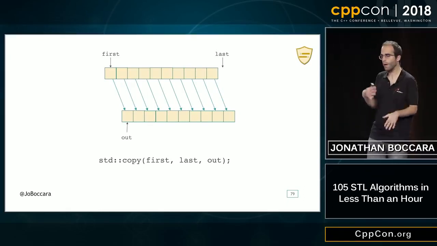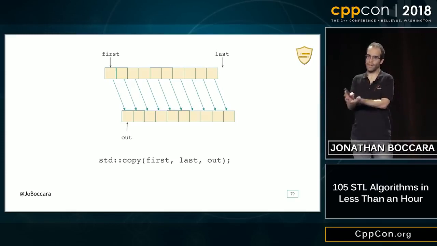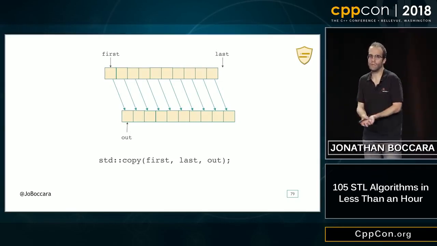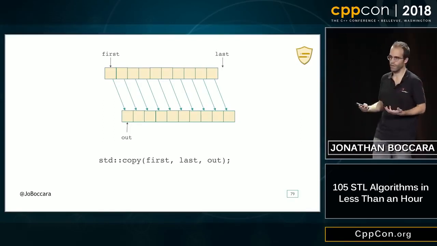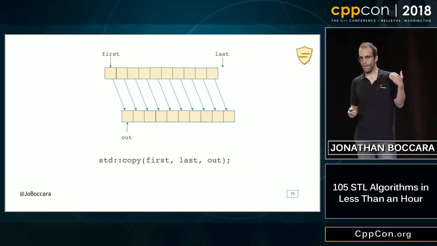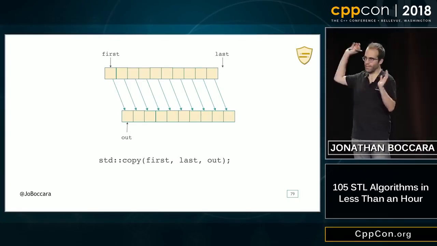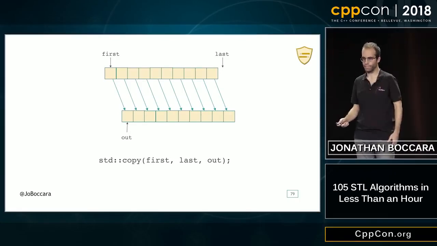It takes one collection with a beginning and an end, and the output iterator of a second collection, or back inserter, or stream iterator, or whatever, and copies every element of the first collection into this output iterator.